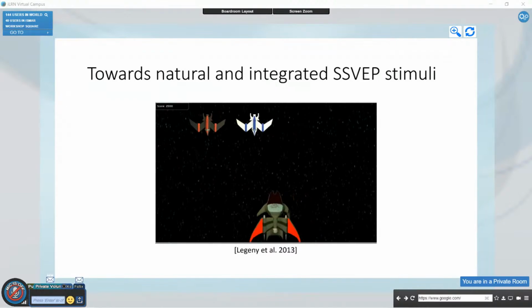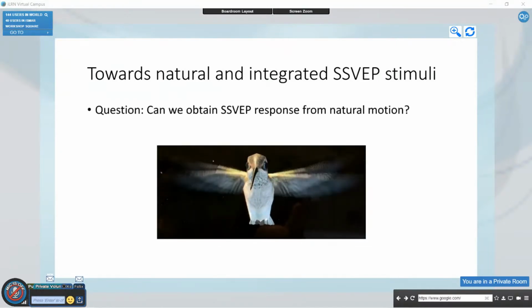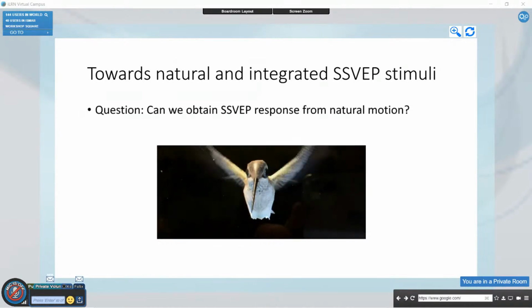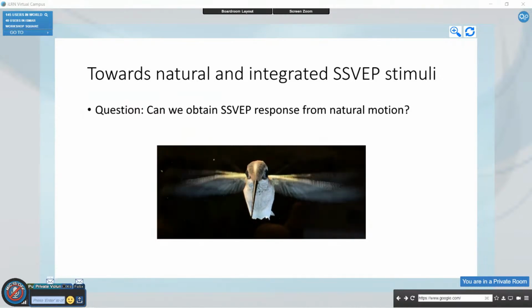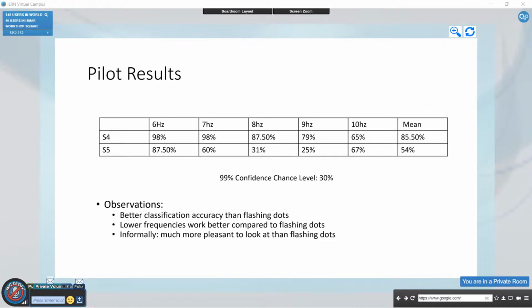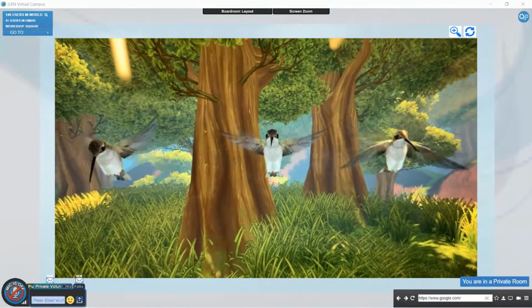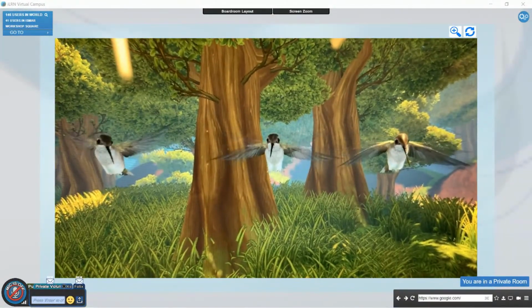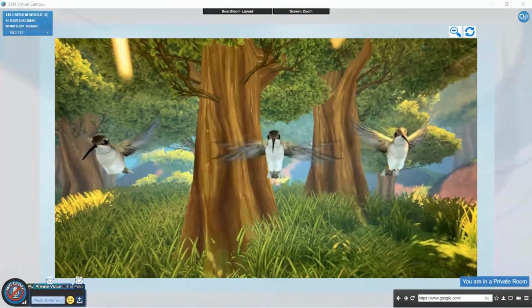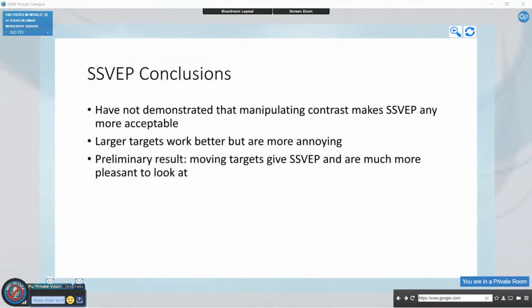The player moves around, but Hakeem and a few of us were looking at the different ways that maybe we can pull out that similar kind of signal in a more natural motion. So this is a hummingbird animation, and we looked at SSVEP from those kinds of stimuli, and with very preliminary results, we're finding some very promising classification numbers. And so the idea would be that we could embed those kinds of stimuli in a much more natural way, like this.